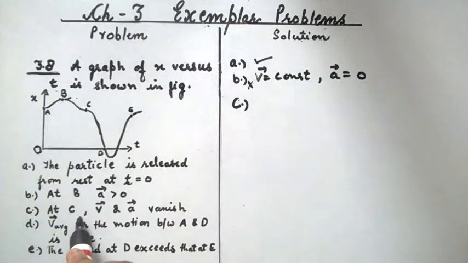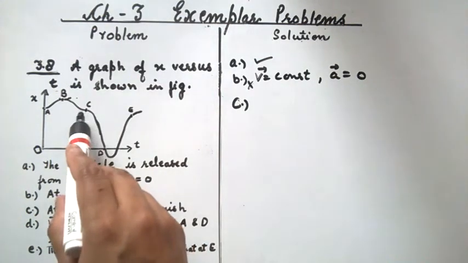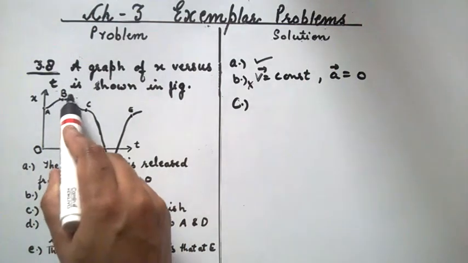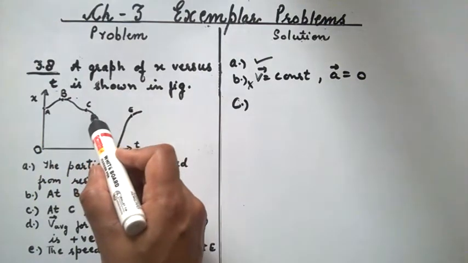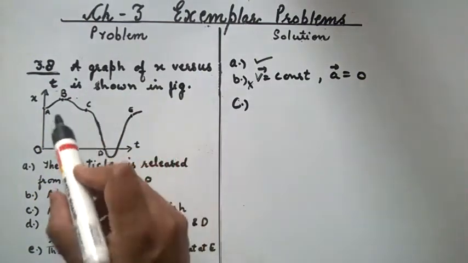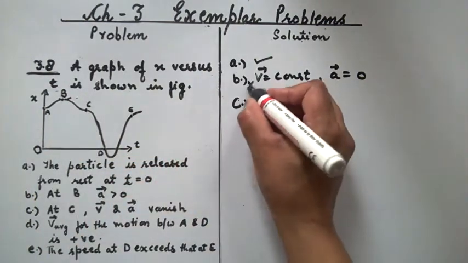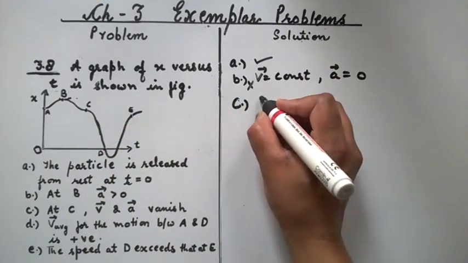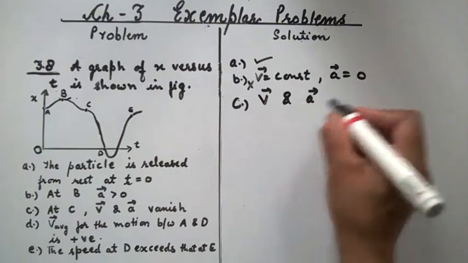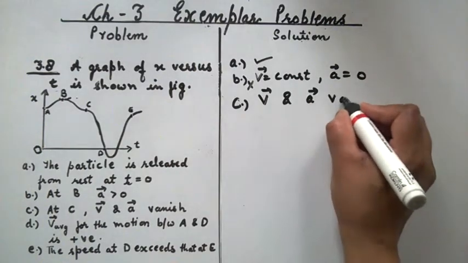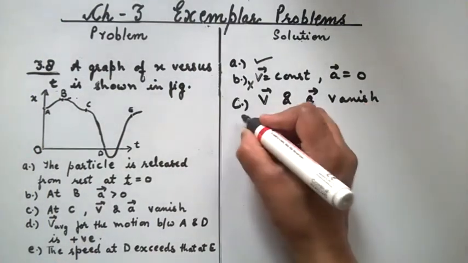At point C velocity and acceleration vanish. At this point we can see that before it the slope is decreasing and after it the slope is increasing. When this situation occurs, velocity and acceleration both vanish and this point is known as the point of inflection. So this is a correct option.